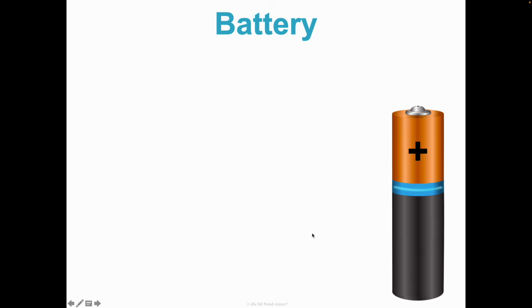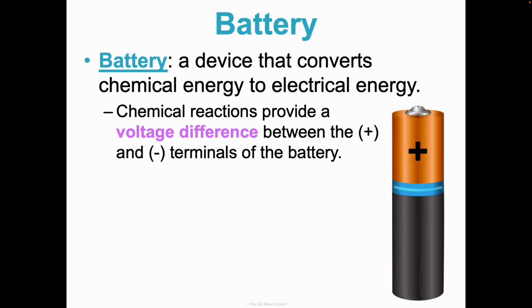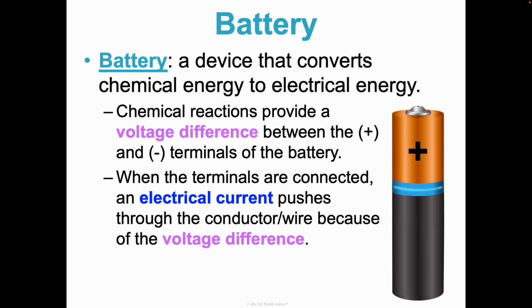So let's talk more about that battery. A battery is a device that converts chemical energy to electrical energy. So inside of that battery, there's a chemical reaction happening that's creating the voltage difference between the positive and negative terminals of the battery. And when that difference is created, and when those terminals are connected, we said by a conductor, by a wire, then that voltage difference is going to be able to push that current through the wire. Okay, that's what pushes it.